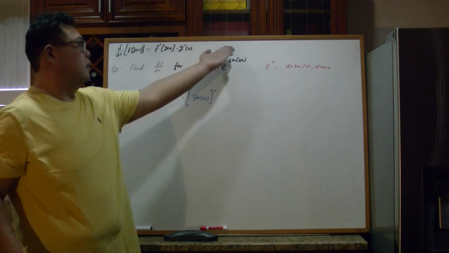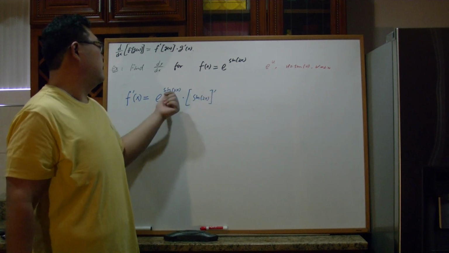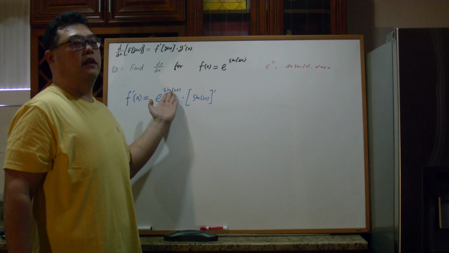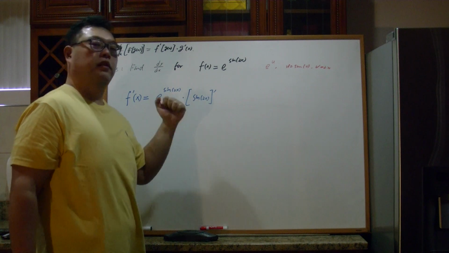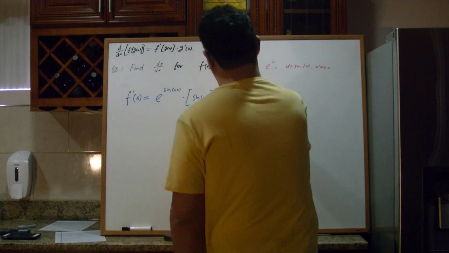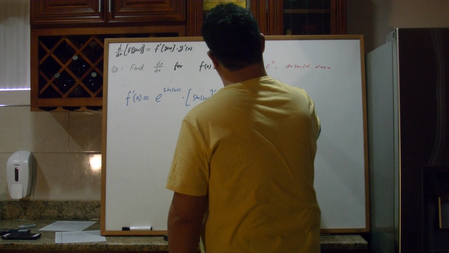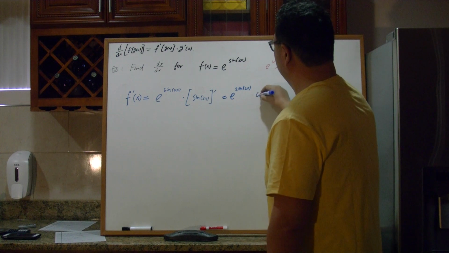E to the u will be same e to the u, right? E to the x derivative is same e to the x. So e to the sine x, we have e to the sine x. But since the variable is a composite, is another function basically, so we need to multiply the derivative of it. And the derivative of sine is cosine.